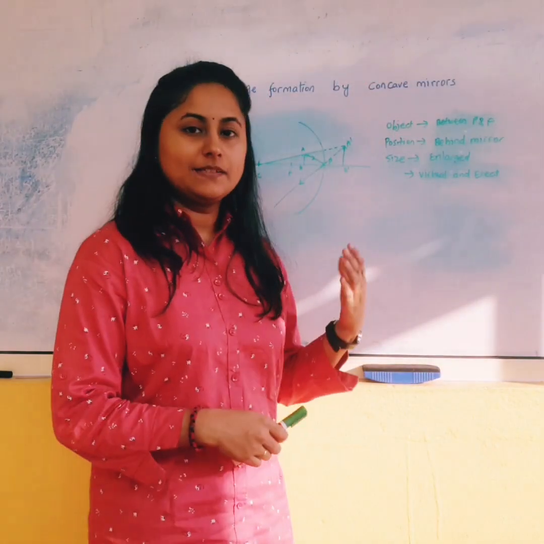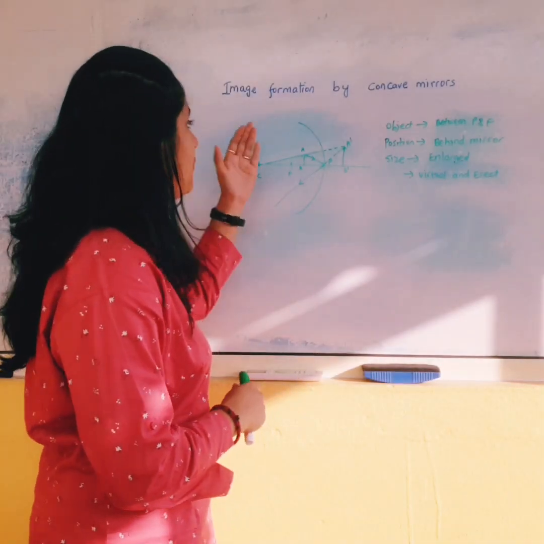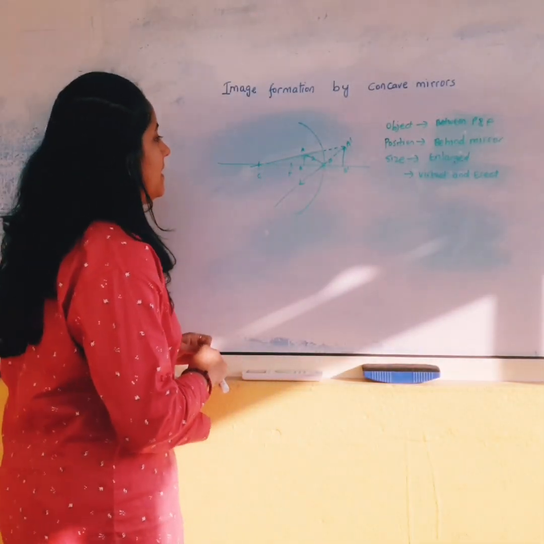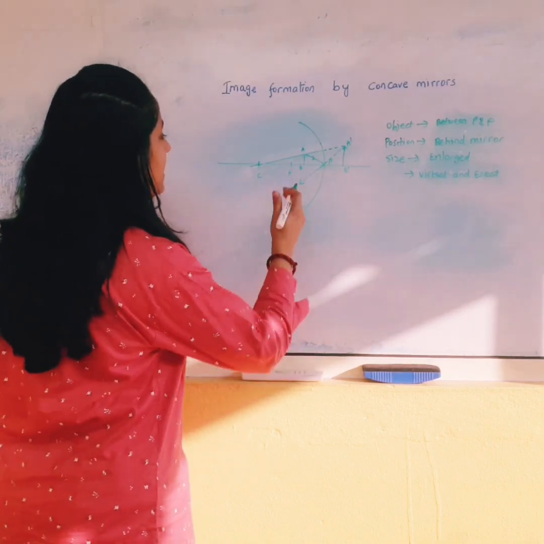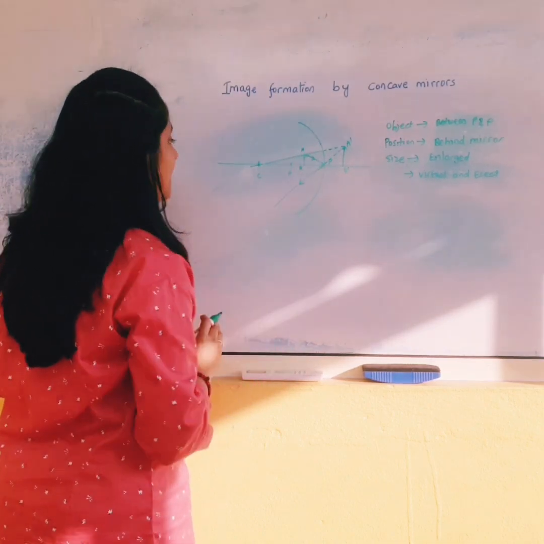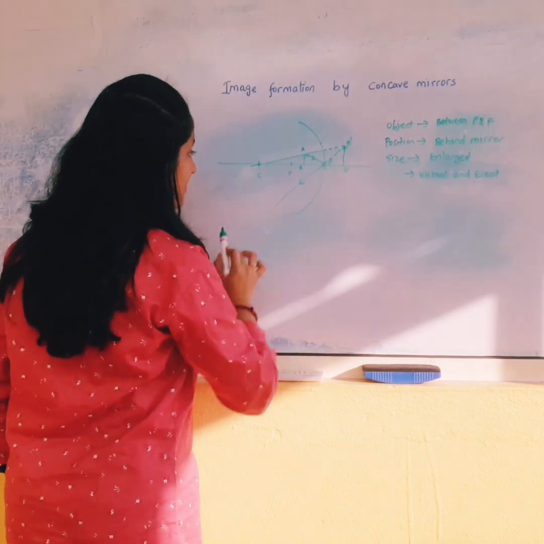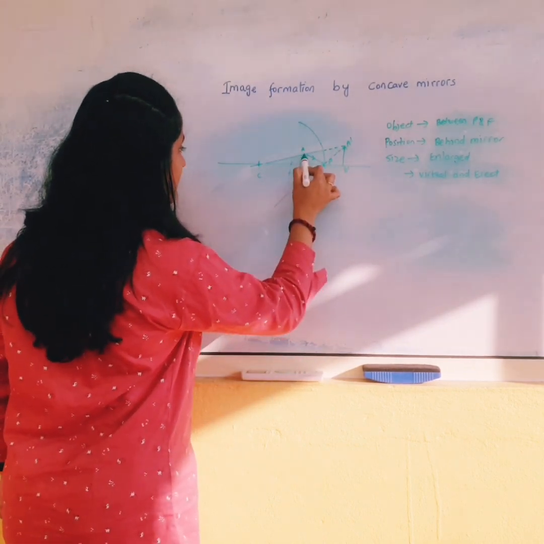So this is the last case. You are learning image formation by concave mirrors. Okay, and in this case, the object is kept closer to the spherical mirror and it is kept between F and P. So the object is located here.